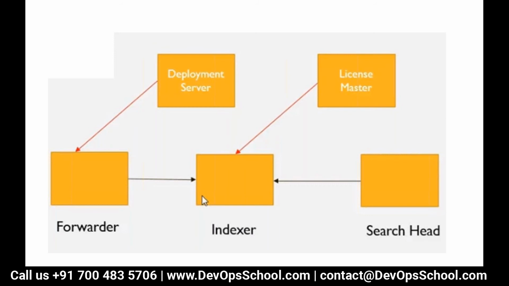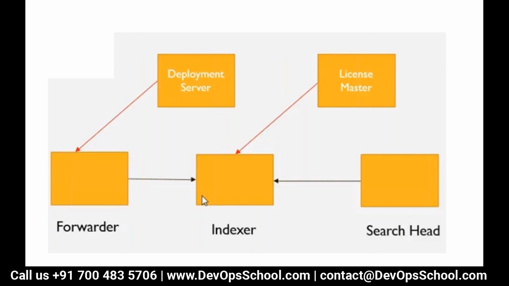Let me tell you, you can also use Ansible, Puppet, or Chef. There's no problem. If you know Ansible or Puppet or Chef, you can use those also. That's not an issue here. But typically we use the deployment server, which is given by Splunk itself. So that's a Splunk server. The Splunk deployment server will manage the configuration deployment to the hundreds of forwarders, the forwarders which get the logs and feed them into the indexer.